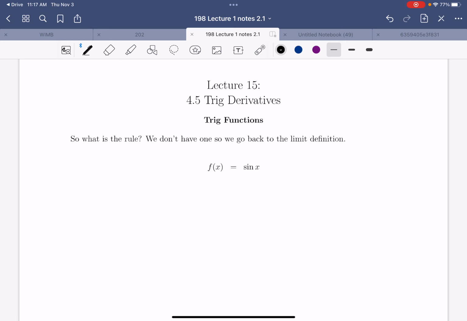So in sections 4.1 through 4.4, we worked on all of our derivative rules with polynomials. So we know how to manage all of our operations. Now we want to start adding in some of the fun functions. In section 4.5, we're going to add in trig functions. We're going to start with sine and work our way up.